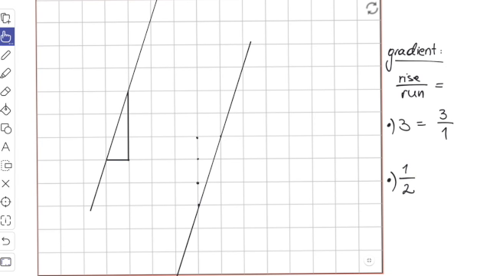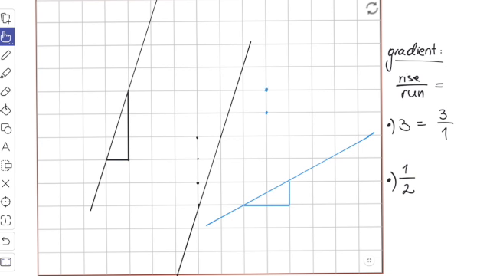First method we're going to use again is that of the triangle. So that triangle has a side length of 2 in the horizontal and a side length of 1 in the vertical, and I need to connect those two to form a triangle, and that's my straight line with a gradient of 1/2.